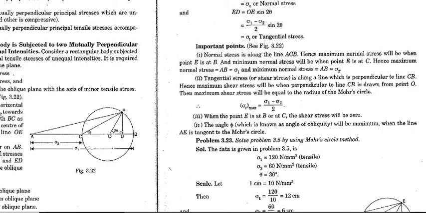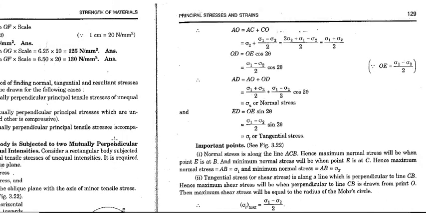Next we need to find OD. So this is the triangle OED and this is the angle 2 theta. We know that cos 2 theta will be equal to base over hypotenuse, and then we can find OD. So OD will be equal to OE cos 2 theta. We know the value of OE, so just put the value and you will get OD.